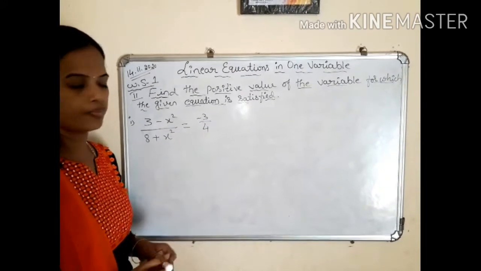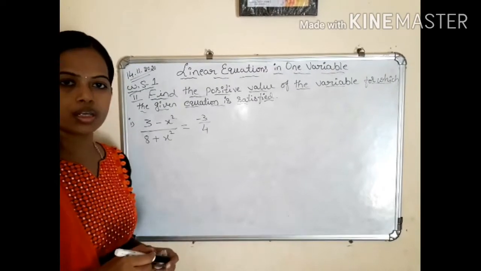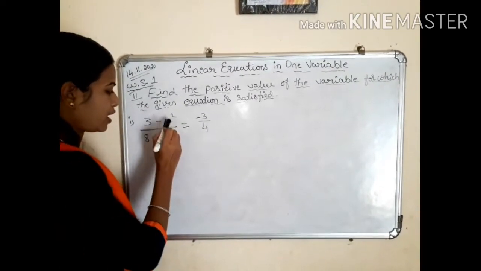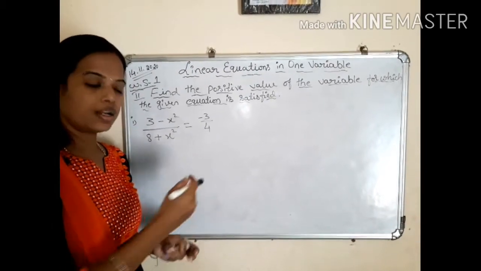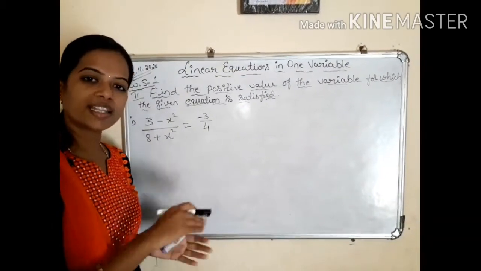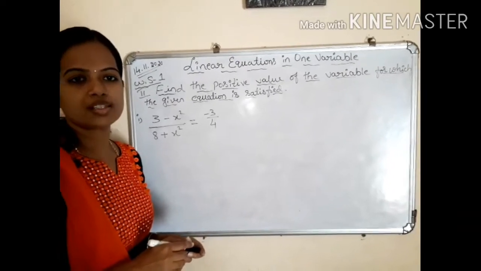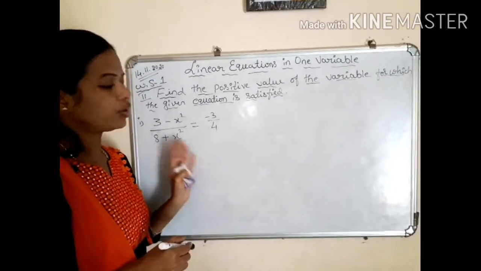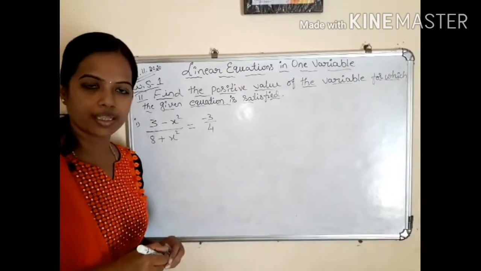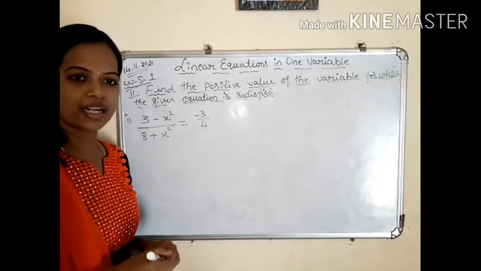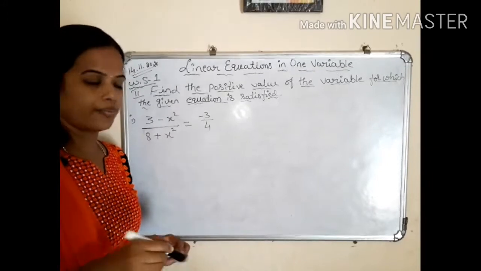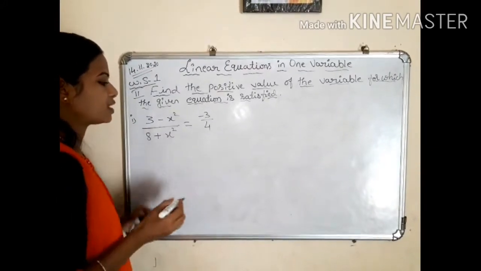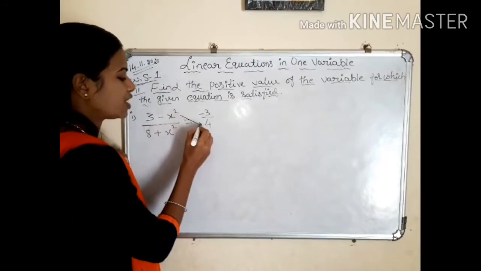In the textbook, instead of x square, they substitute the value y and simplify. Later they again substitute the value of x square. So here I am going to do it directly. You can also follow that method. I am going to do it directly without substituting x square as y. Okay. First go for the cross multiplication method.